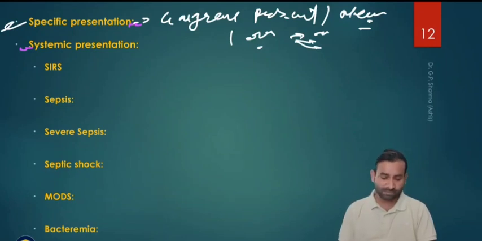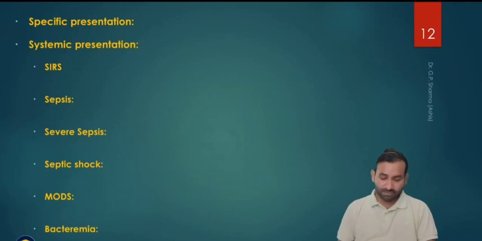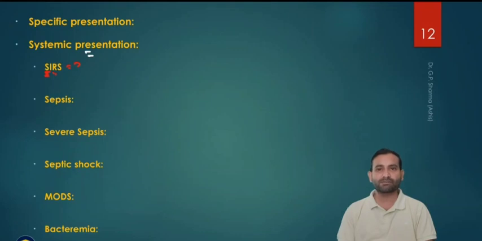Another one, now let's go to the systemic presentation. Systemic presentation can be SIRS. What is SIRS? Systemic inflammatory response syndrome. That means due to the inflammation, we have inflammatory mediators that go throughout the body, and these inflammatory mediators cause some changes in the body. So what are the criteria of SIRS?